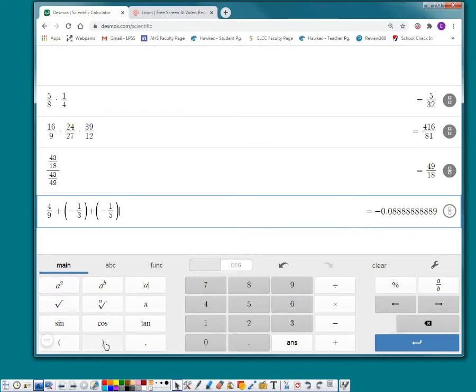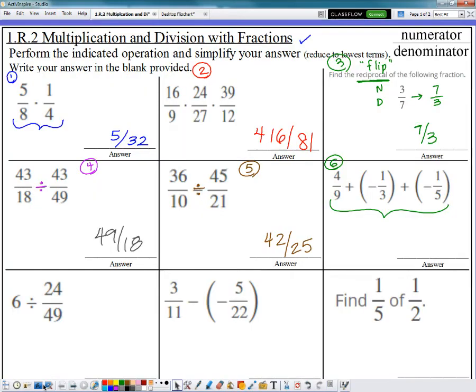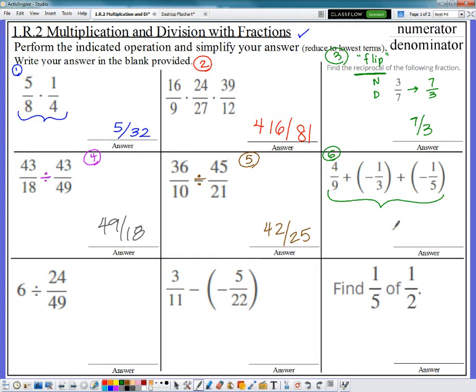close parentheses. So once again, just make sure you're taking your time, going slow, making sure it looks just like you see it. And once again, this is a decimal. We don't want it. We want it to be a fraction. And we get negative 4 over 45.